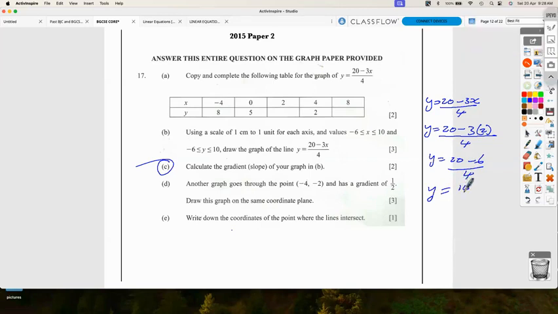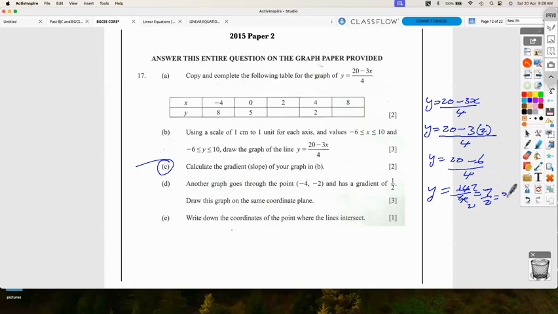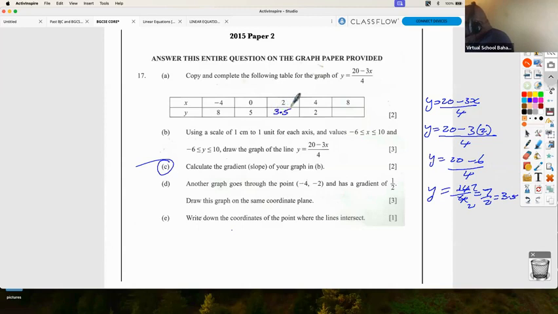14. 14 over 4. And when I simplify that, what will I get? 7 over 2. So it is 7 over 2, but we don't want it like that. We want it as a decimal, 3.5. So this point here would be 3.5. Good? So I'm going to clear this up now.